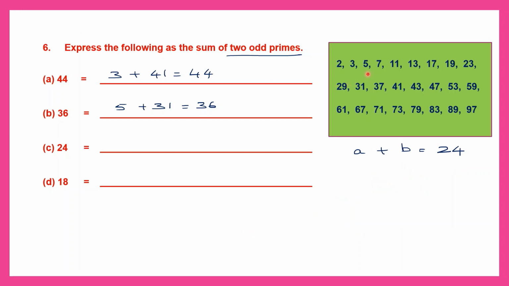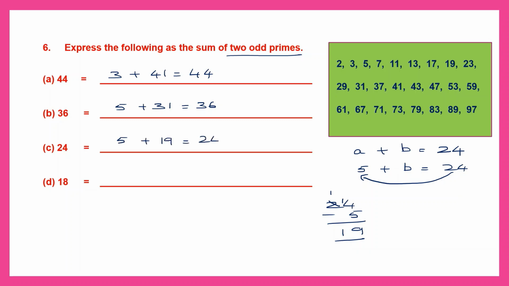So let's leave 3 and go to 5. We're going to take A as 5. 5 plus B will give us 24. So let's do 24 minus A to find B. 24 minus 5. 14 minus 5 is 9, and 1, 19. That means 5 plus 19 is 24. But is 19 a prime number? Let's check and see. Yes, 19 is a prime number. So instead of B, I can say 19. 5 plus 19 equals 24. Let's write that down. So what have we got here? We've got 5 and 19 and both are two odd prime numbers. The next one is 18.